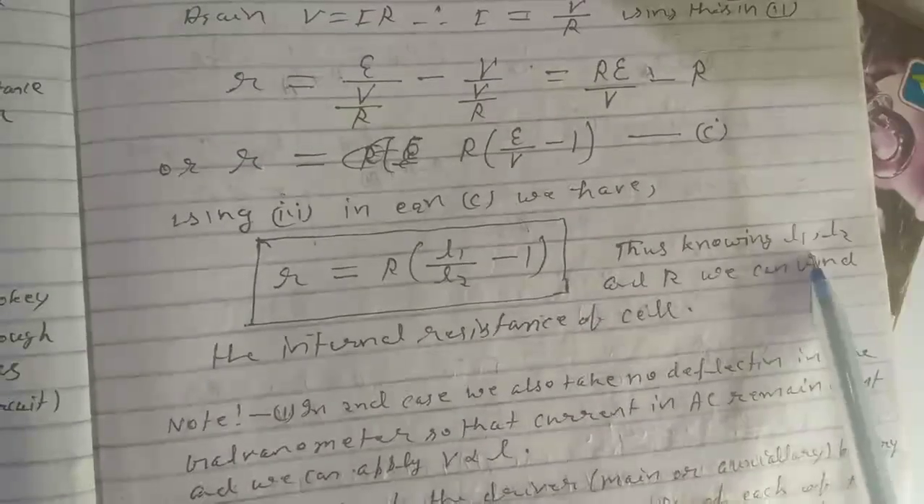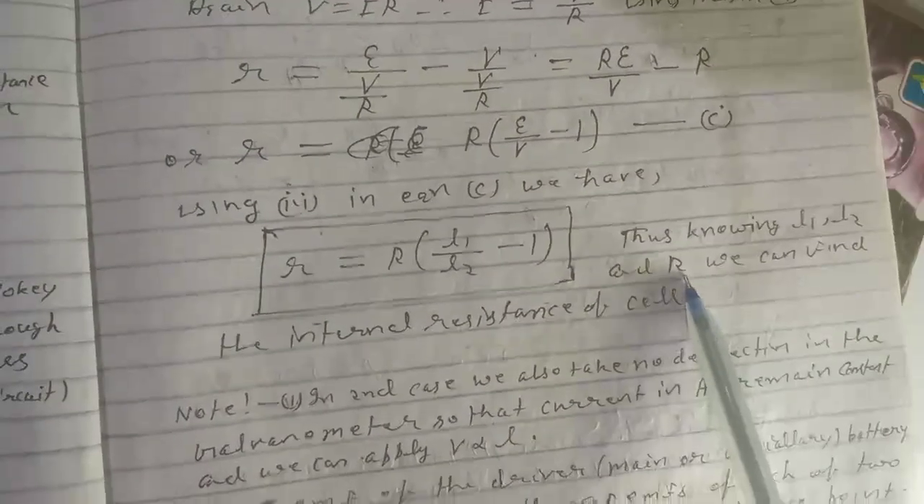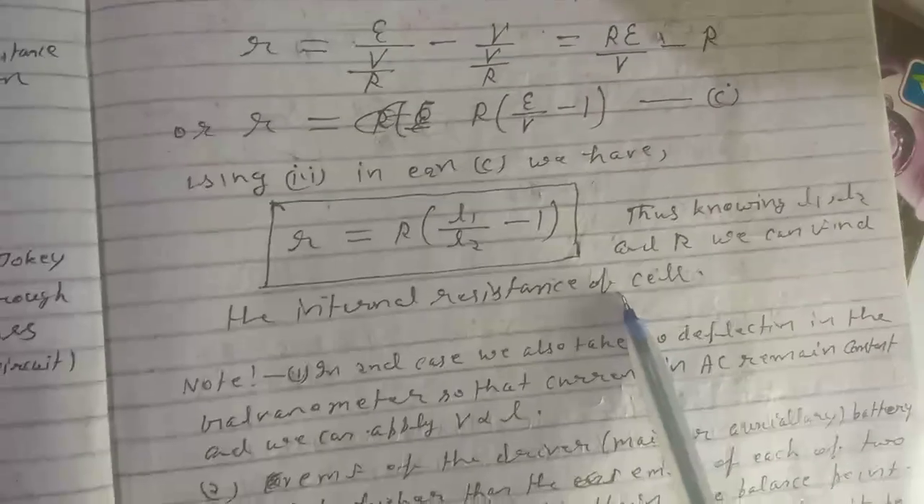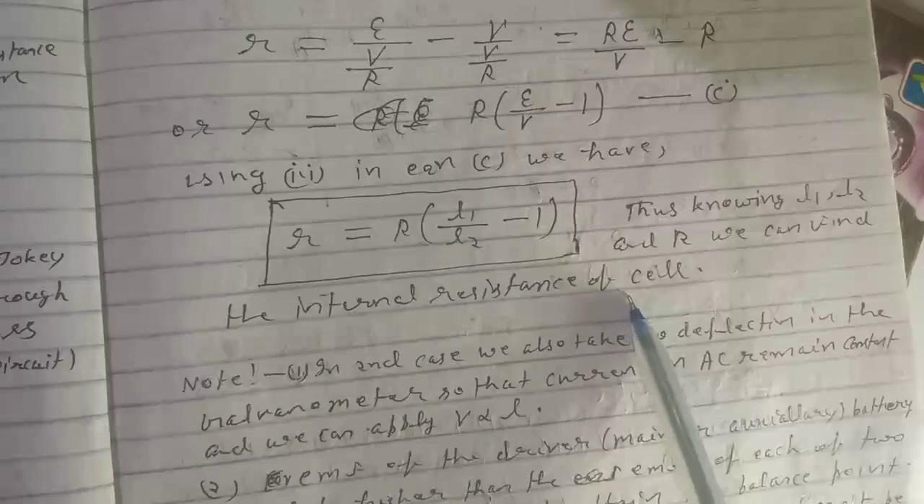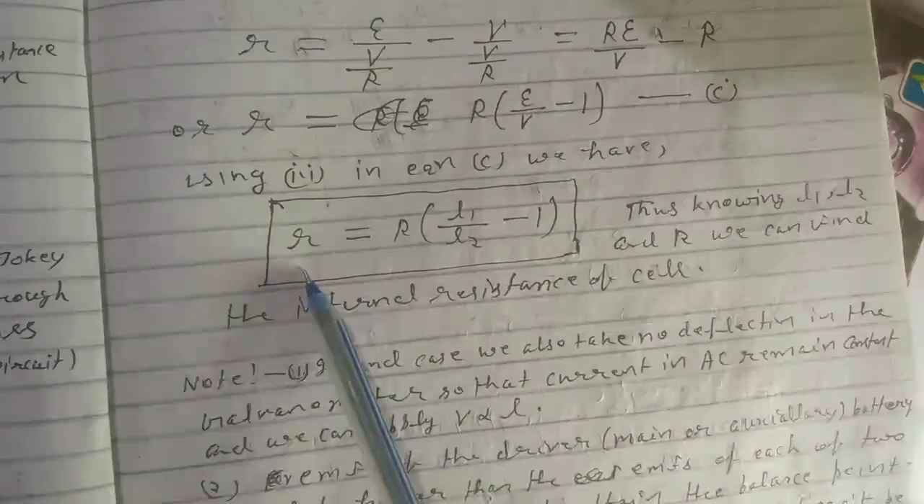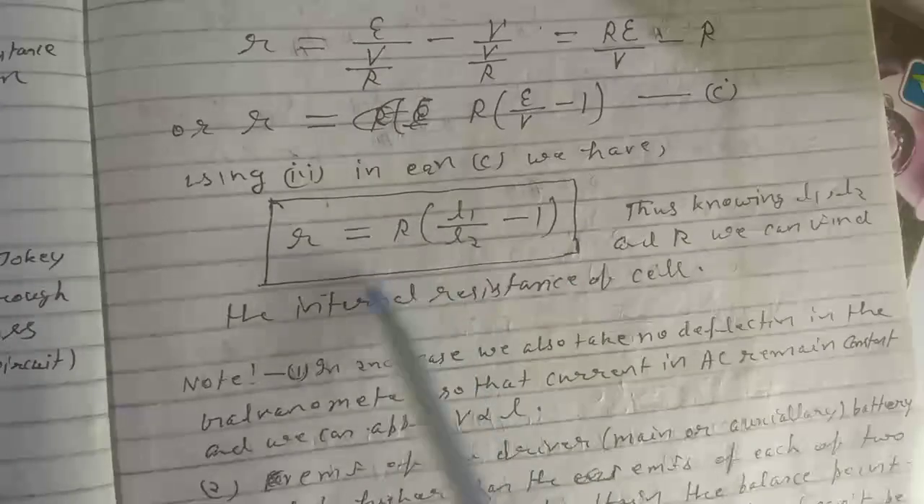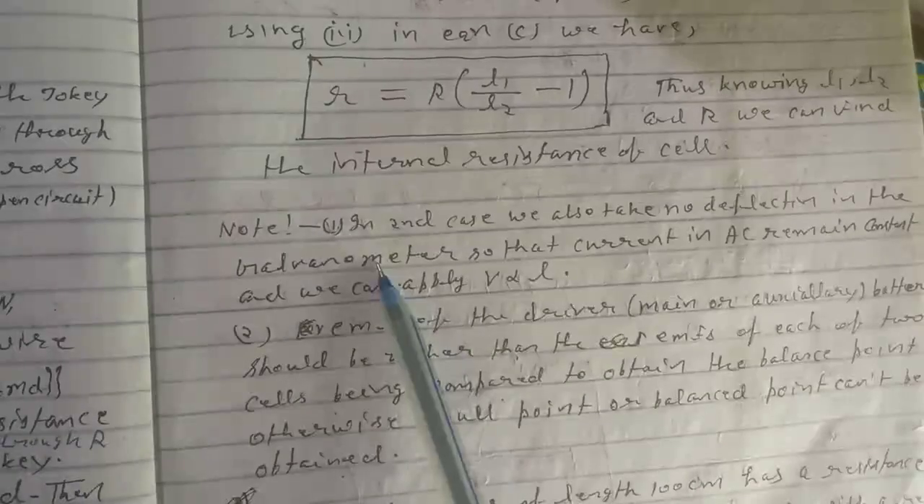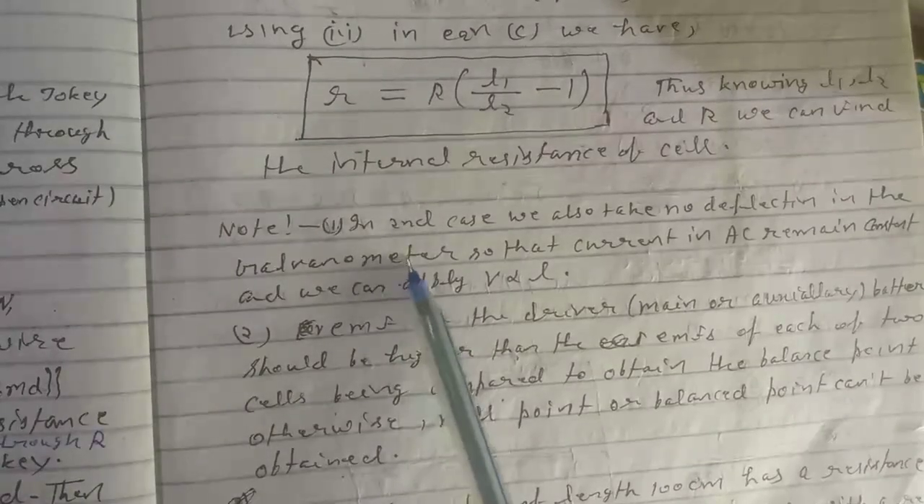Thus, knowing L1 and L2 and R, the external resistance, we can find the internal resistance of the cell. So we have found the internal resistance of the cell using these values, because these values are known. Now some important points regarding this part.